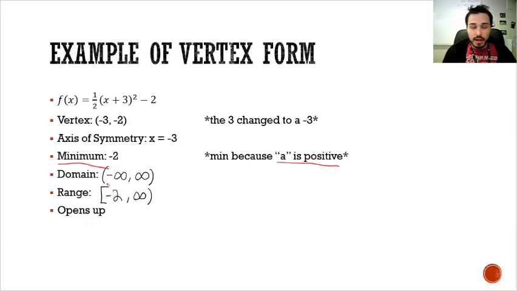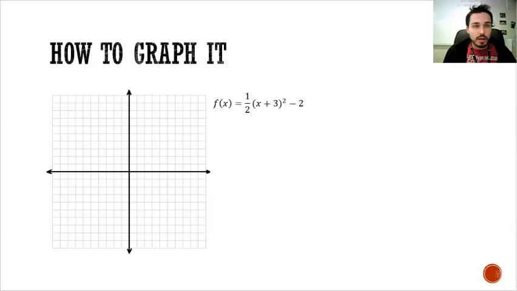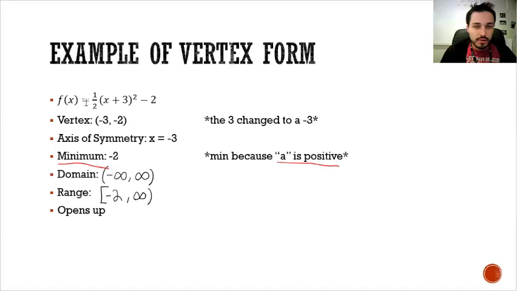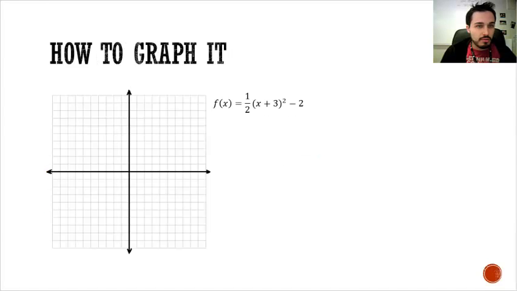Well, that's all good and fine, but let's take a look at how to graph something like that. So, we just said that the vertex, and I'm pretty slow, so I forgot. Oh yeah, negative 3, negative 2. The vertex is negative 3, negative 2. And so we go there, 1, 2, 3, negative 2, 1, 2. Okay, so there's my vertex.